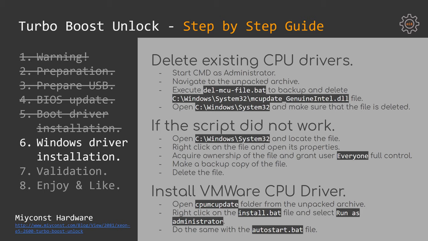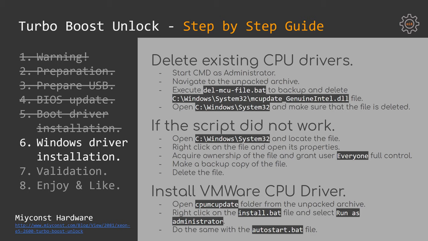If the script did not work or you have your Windows installed into a different location, you need to manually go to the System32 folder, locate the mcupdate_genuineintel.dll file and delete it. Usually it's not possible to delete the file straight away because your user will not have permissions to do that.